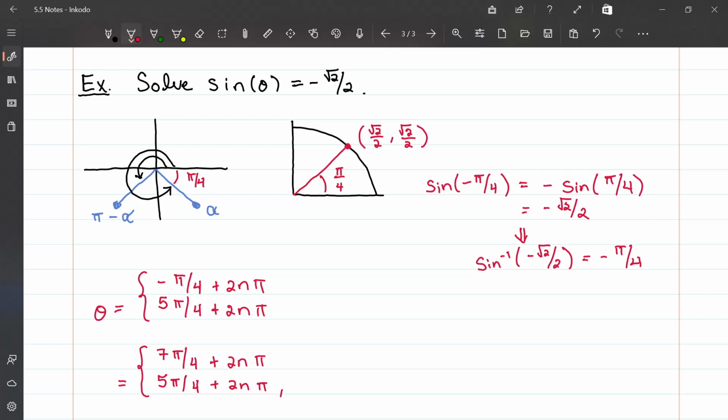So now it says 7 pi over 4 plus 2n pi and 5 pi over 4 plus 2n pi. This is the typical way we can write this. It's the typical way we want it. And we can write it this way because, as I'll put down here, just so that we have a written record of it, 7 pi over 4 is a coterminal angle to negative pi over 4. Specifically, it's negative pi over 4 plus 2 pi, which makes this okay.